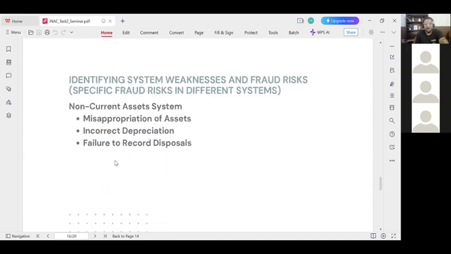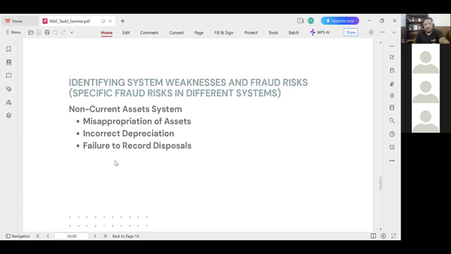We have the non-current asset system. So there is a possibility of misappropriation of assets. For example, an employee might use a company vehicle for personal trips. Then we have incorrect depreciation. So you are using the wrong depreciation rate and you're overstating the profits, okay?